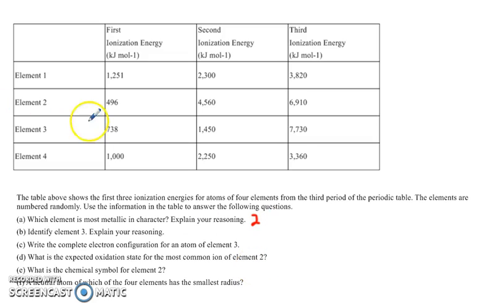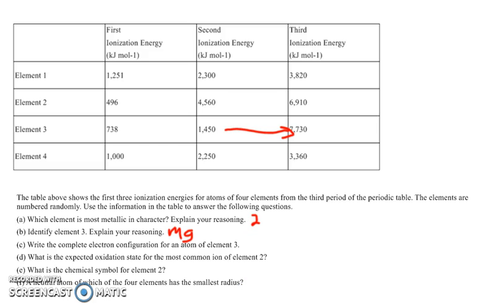Identify element number 3. This is what I was telling you. You're removing some, you're removing some more, but look, this is a huge jump between 2 and 3. What does this tell you? It tells you it has how many valence electrons? 2. Which is the only element in period 3 that has 2 valence electrons? Magnesium.